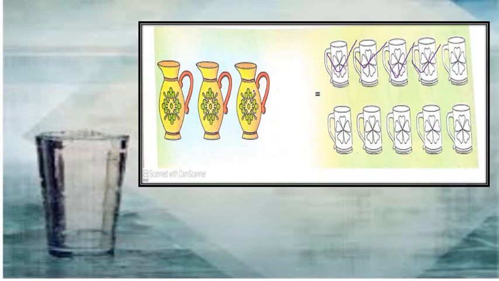As we have a third water jug to fill, we need 2 more, 1 and 2. We need 1, 2, 3, 4, 5, 6 mugs of water to fill these 3 jugs.